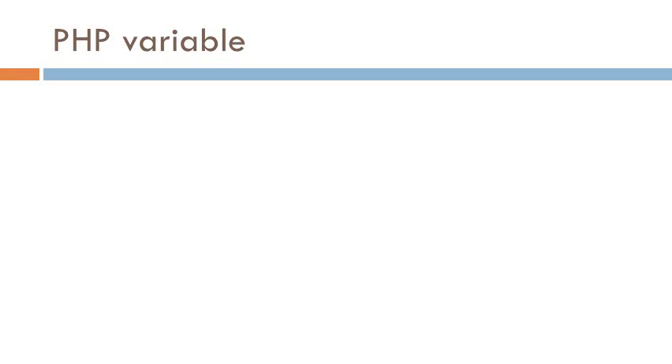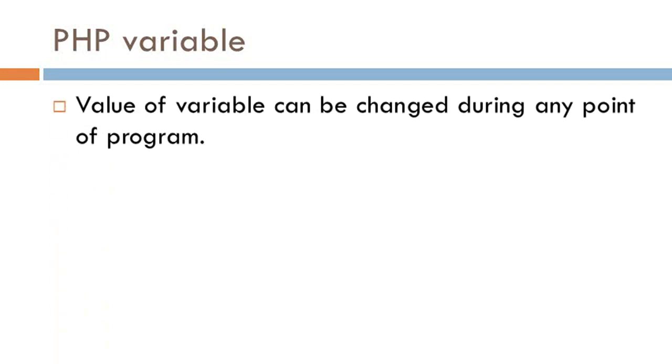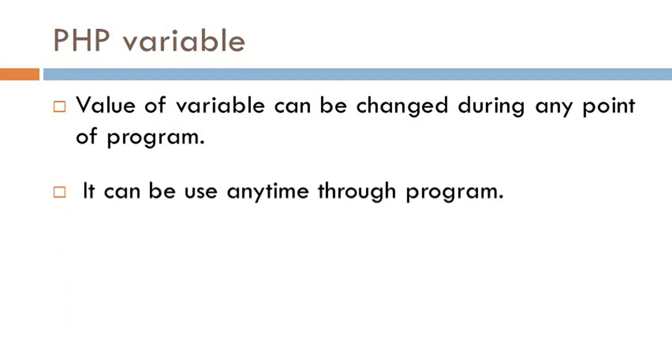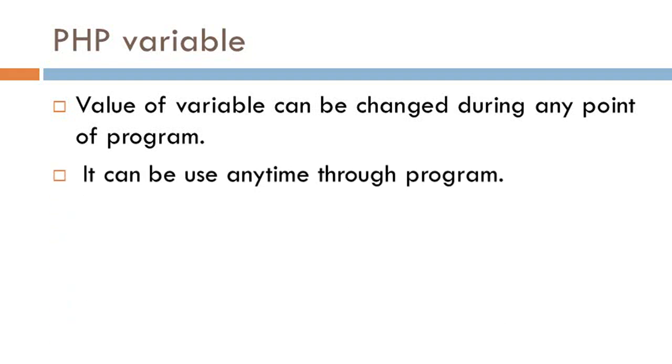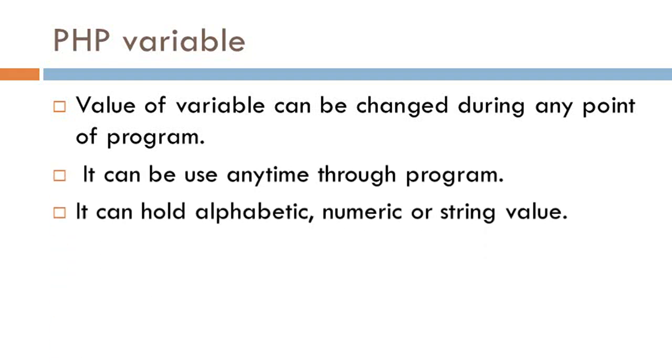First of all, the definition of variable. Variable is a name which is used to store a temporary value during execution of a script. Value of variable can be changed during any point of program. It can be used anytime through program. Variable can hold alphabetic, numeric or string value.